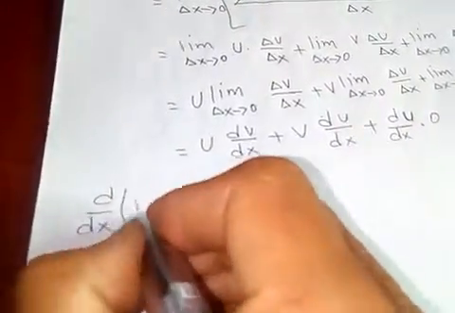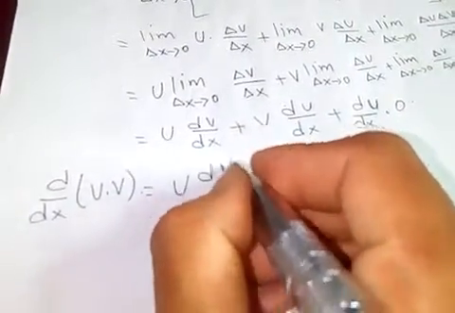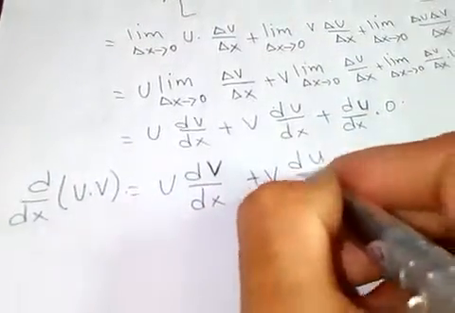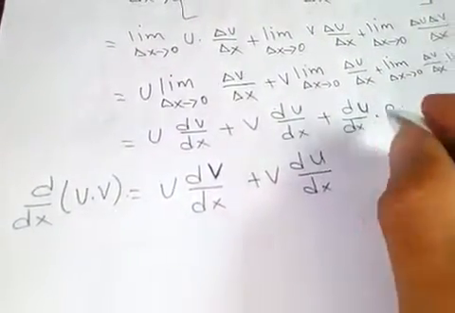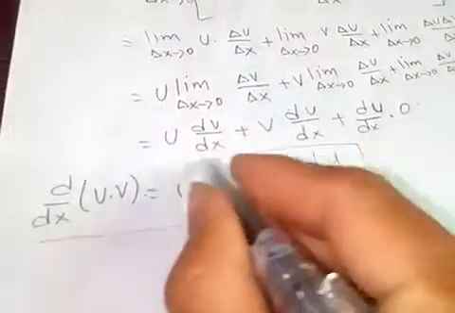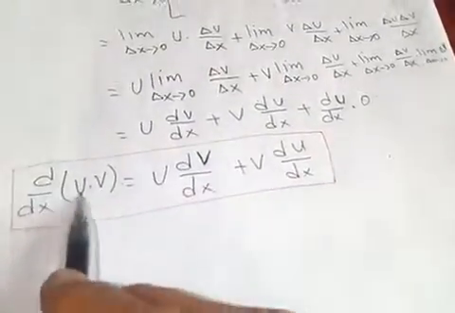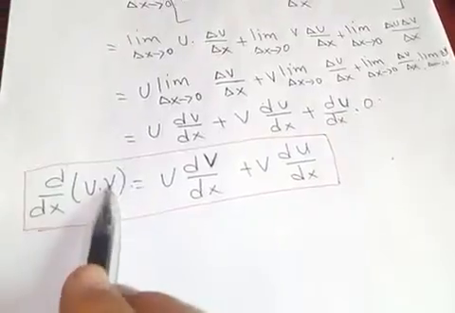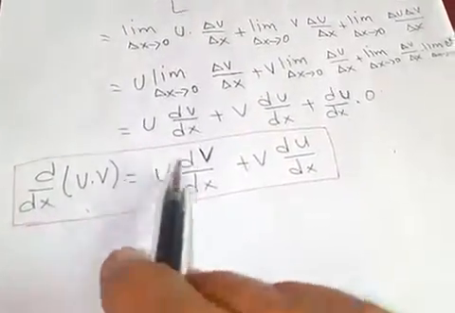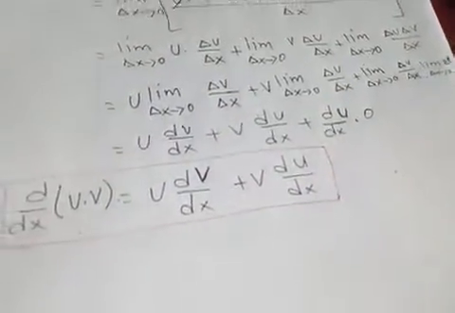So derivative of u into v product is u delta v over delta x plus v delta u over delta x, and for the last term 0. And you can learn here, derivative of u is, let's say, first function, this second function: derivative of first function into second function is first function into derivative of second function plus second function into derivative of first function. So that's it.